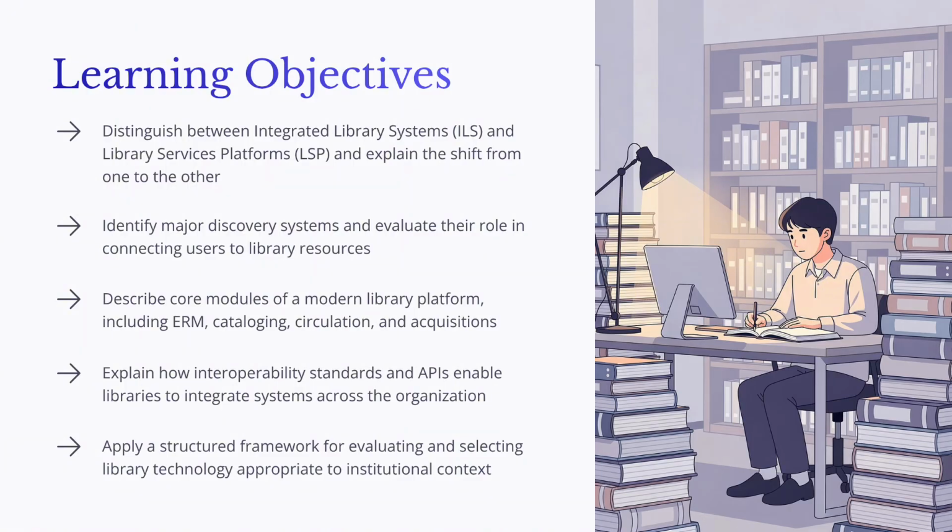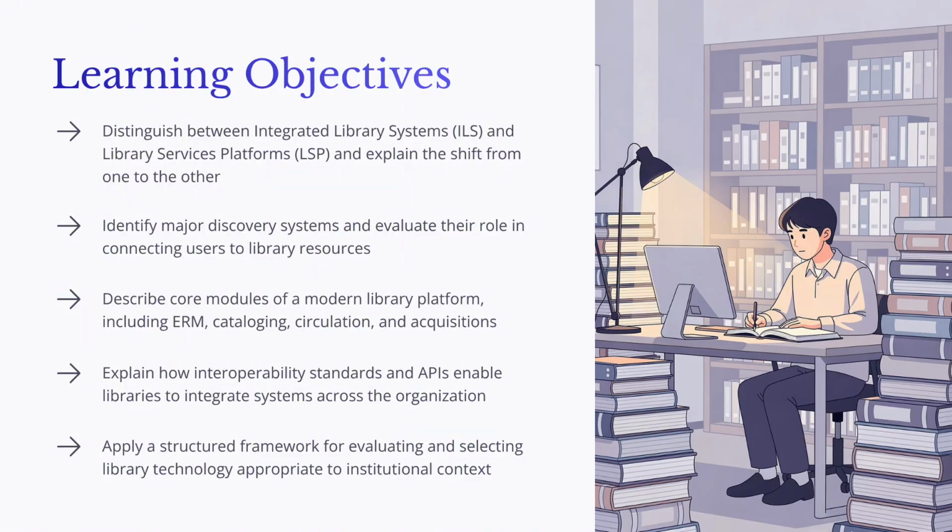Then we move into discovery systems, the thing your users actually interact with when they search the library. Understanding what is happening under the hood there matters a lot for user experience. The third objective is about the core modules: acquisitions, cataloging, ERM, circulation. These are the working parts of any library platform, and you will encounter them regardless of which system your library uses.